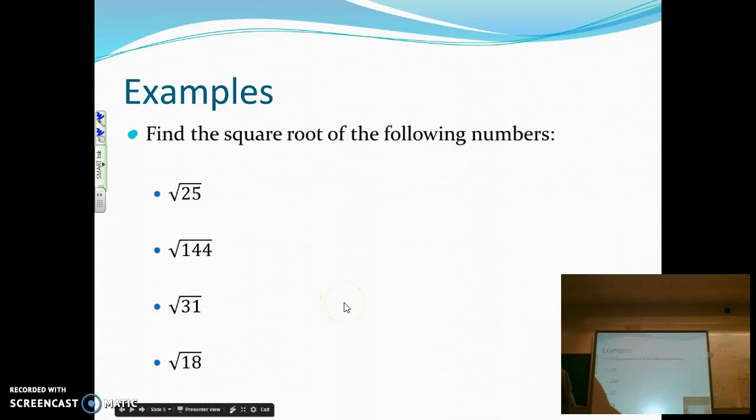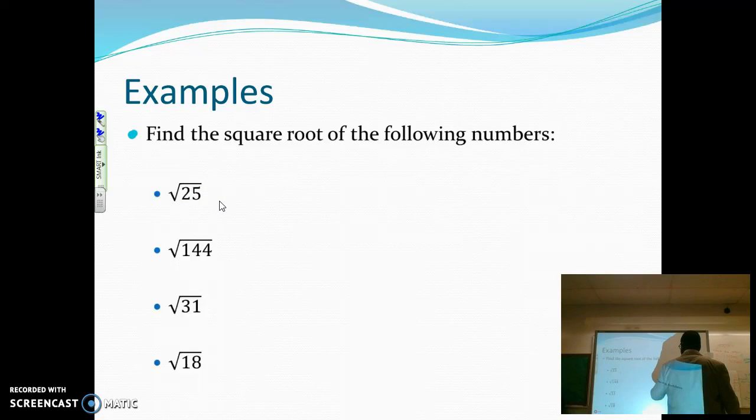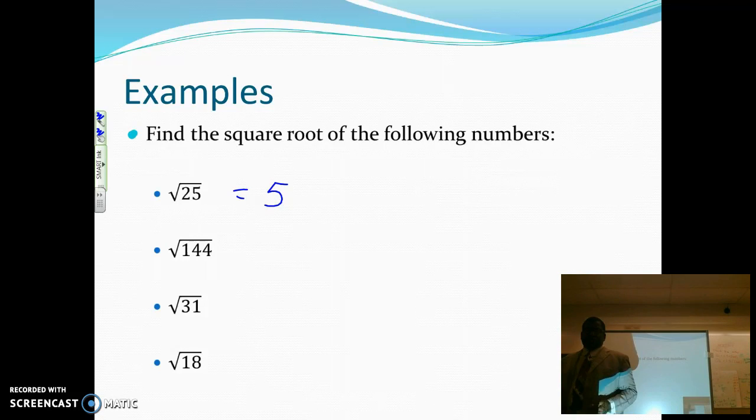So we have a couple examples here. If we look at the number 25, are there two numbers that can multiply to equal 25? The answer is yes, so our square root of 25 will be 5. Likewise with 144, we know that we have 12 times 12, that equals 144. So that'll be 12.